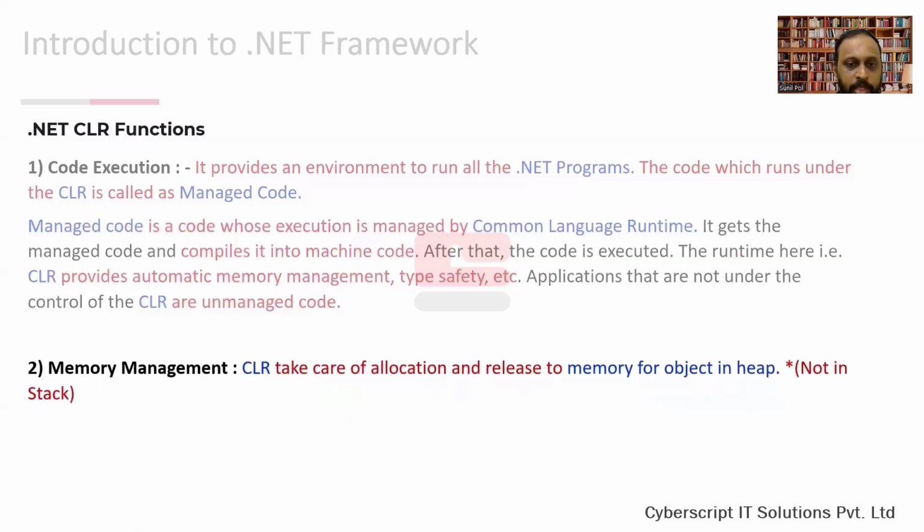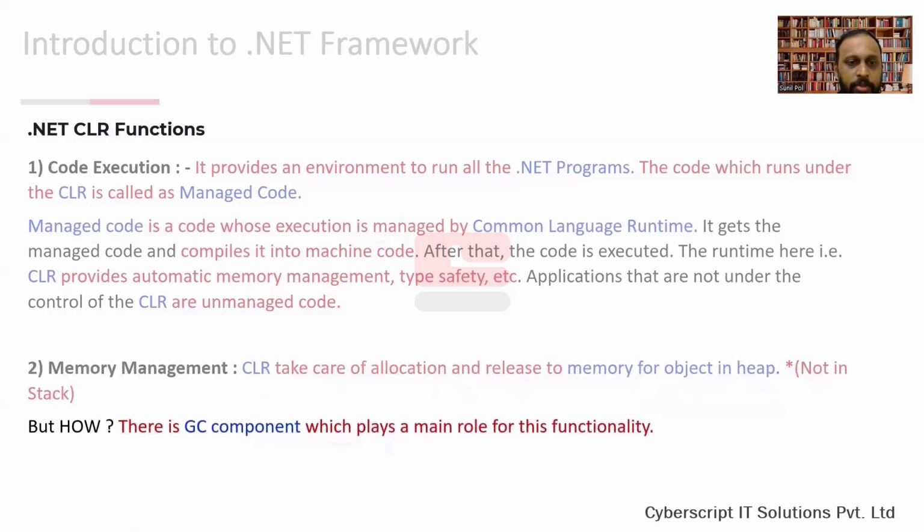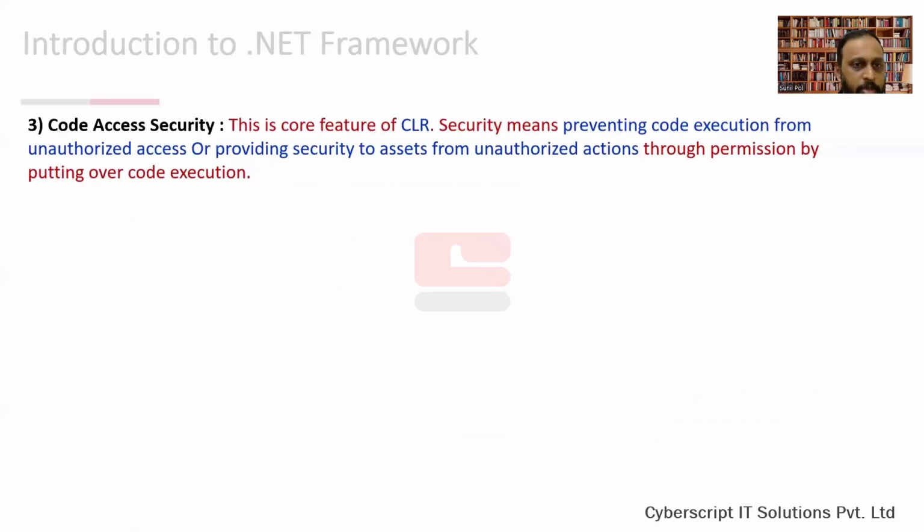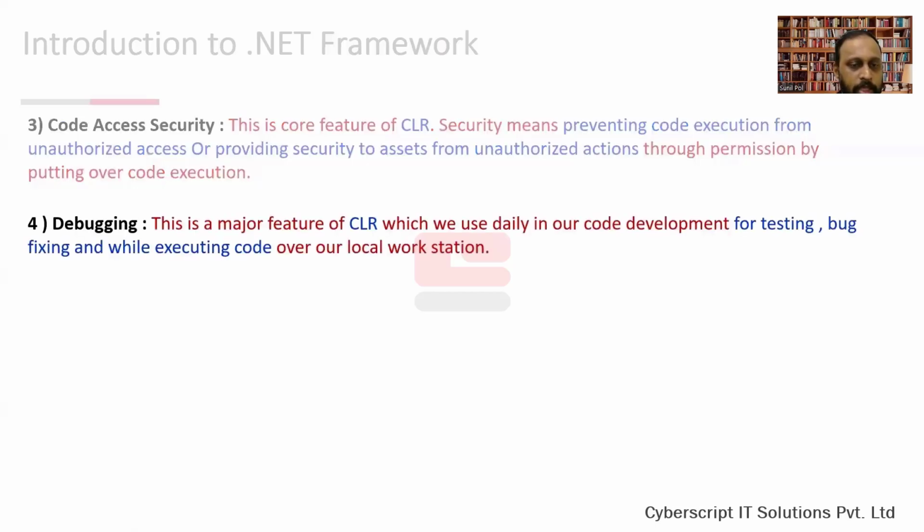The next task is memory management. CLR takes care of allocation and release of memory for objects in the heap, not in the stack. But how? There is a GC component which plays the main role for this functionality. The next task is code access security. This is a core feature of CLR. Security means preventing code execution from unauthorized access, or protecting assets from unauthorized actions through permissions placed over code execution. The next task is debugging. This is a major feature of CLR which we use daily in our code development for testing, bug fixing, and while executing code over our local workstation.